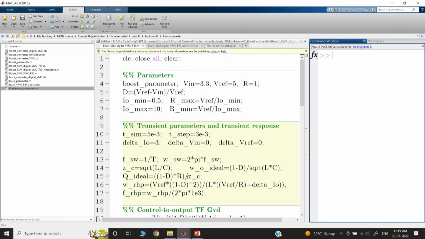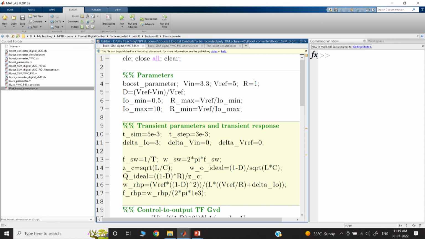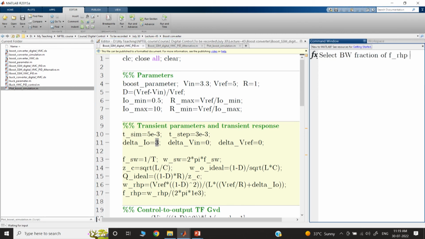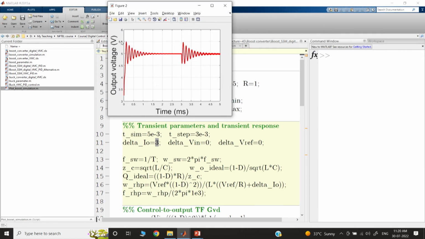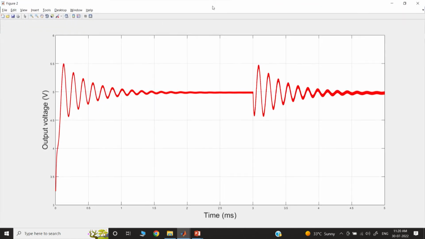Now, we are going to show a stable pole-zero cancellation PID controller. So, we are taking an initial load resistance of 1 ohm, and we want to apply a 3 ampere load step. So, let us say we want to design the controller, the PID controller, by setting the crossover frequency to 0.3 times the RHP zero. So, this is the response of the boost converter.